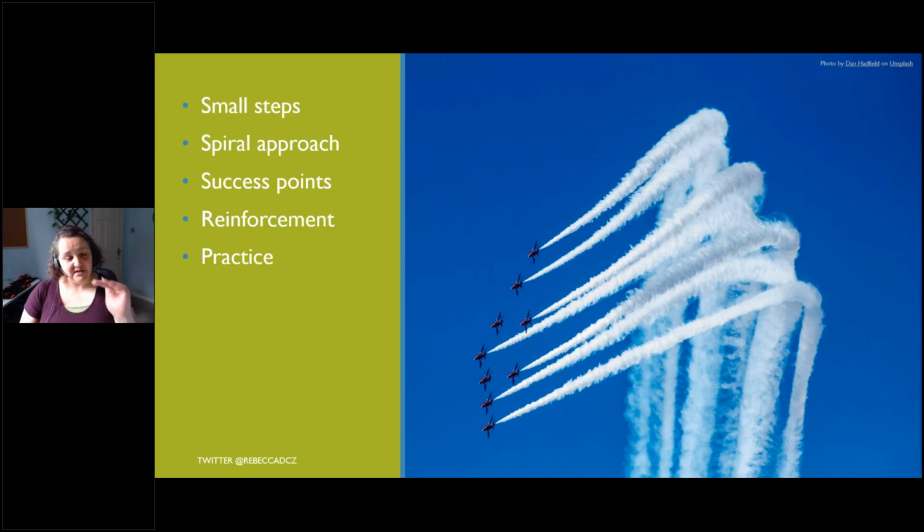So if you do things in small steps, they've achieved this, they've achieved this, they've achieved this. Maybe the final goal they won't get to, but they've had lots of success points along the way. And reinforcement of all the tools and concepts you've introduced, and lots of practice. I found that these things have made a really significant difference to how the pupils are learning.